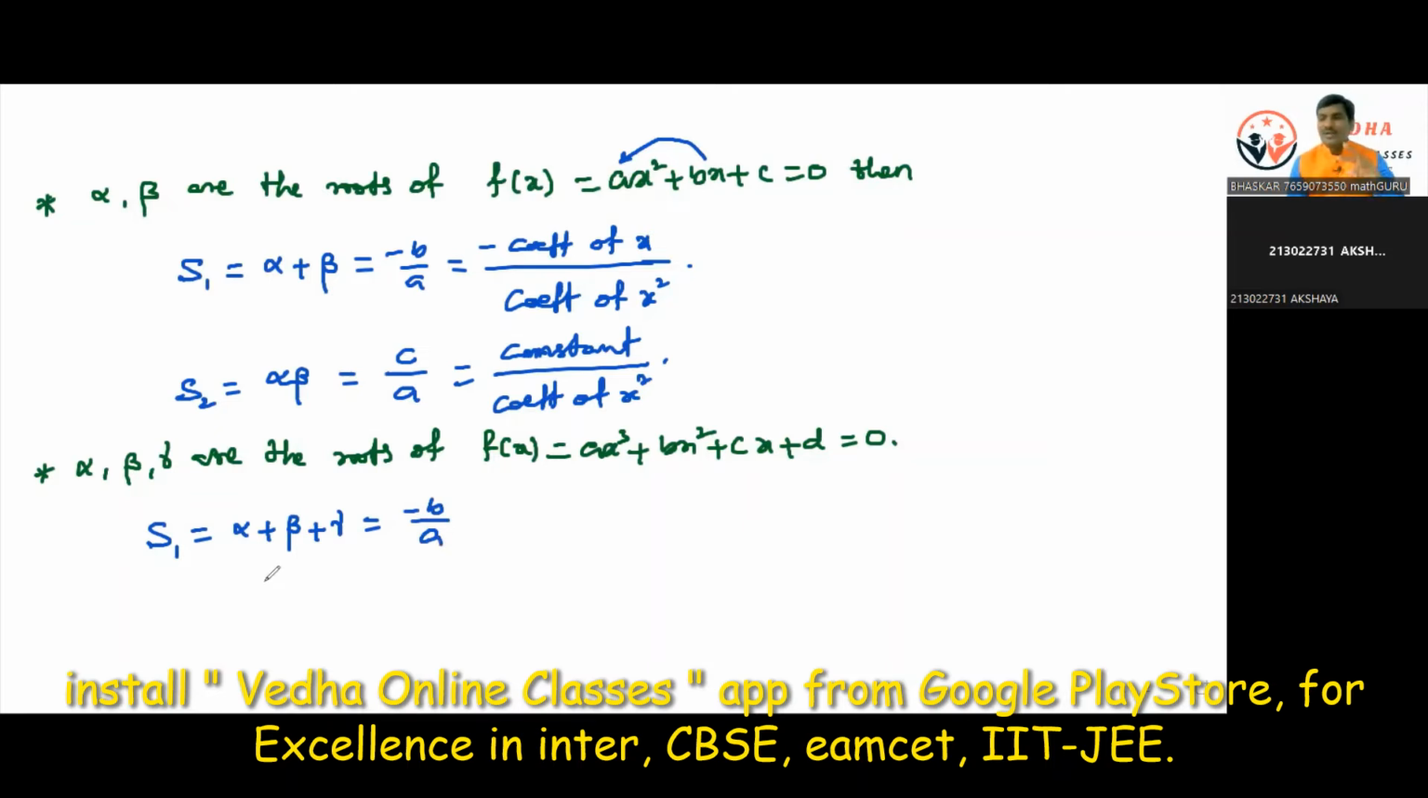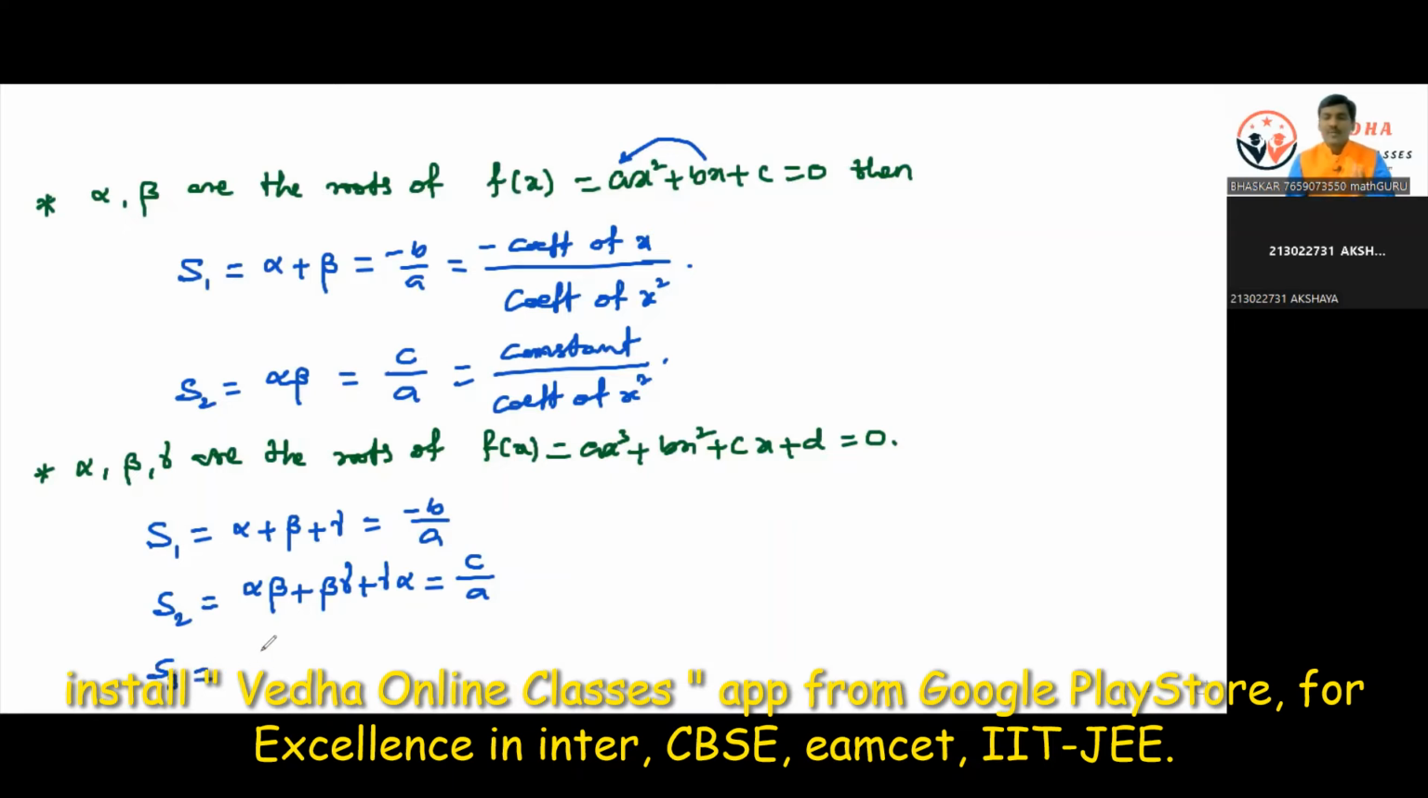Next, the product of two roots: we have to multiply and sum them. That means alpha into beta plus beta into gamma plus gamma into alpha. This is S2. Alpha beta plus beta gamma plus gamma alpha is equal to c by a. So c divided by a. One is negative and the next positive, next again negative.